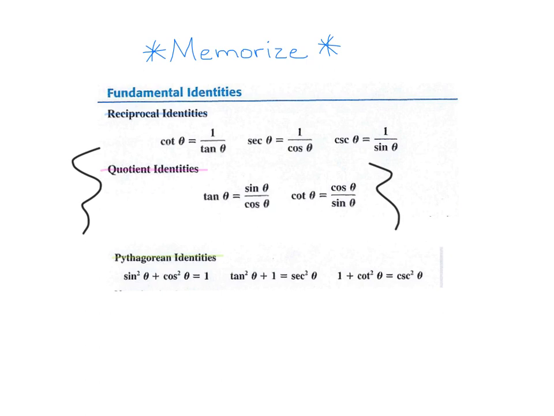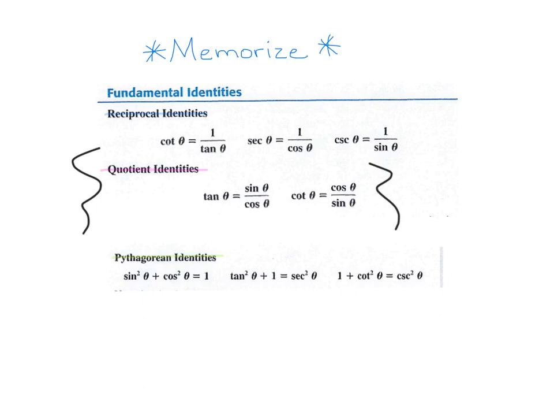Then the identities, we actually had a problem on our chapter 5 test where they ask you to find the value of one of the trig functions using an identity. And that's going to be the last example that I do, just like we did in chapter 5.